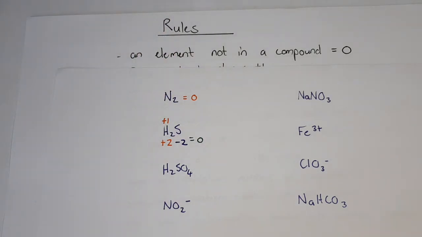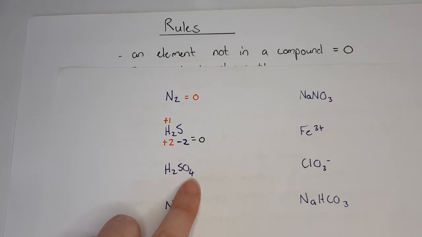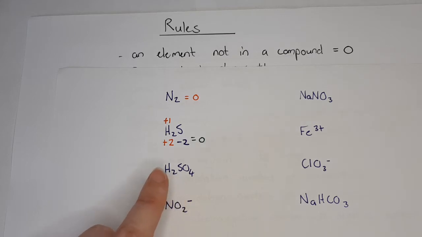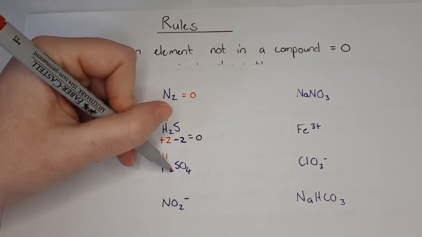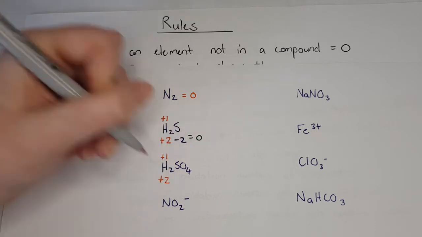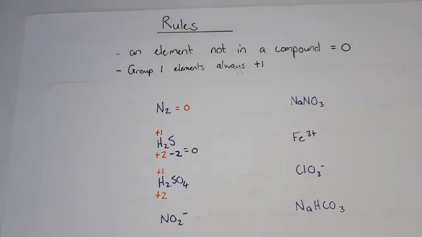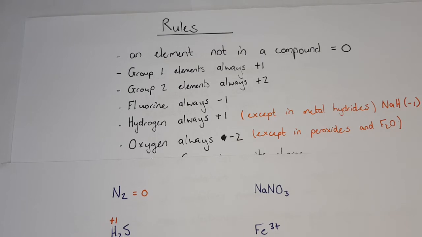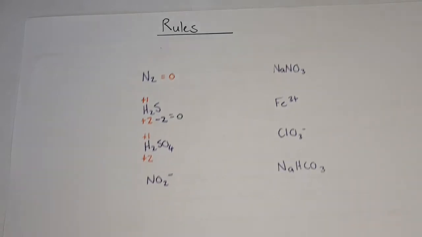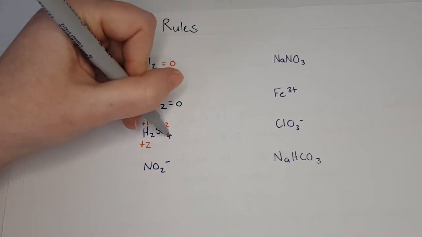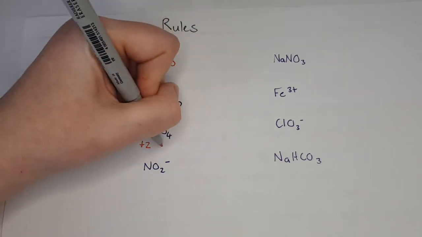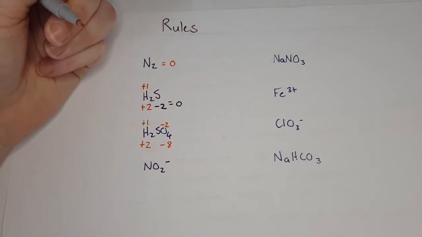So then if I look at the next one, H2SO4. So now I have 3 different elements. But I do know that hydrogen must still always be plus 1, and there's 2 of them. So that means it's plus 2. But then I also know from my list, oxygen is always minus 2. So I've got oxygen there as minus 2, and there are 4 of them. So 2 times 4 means minus 8.